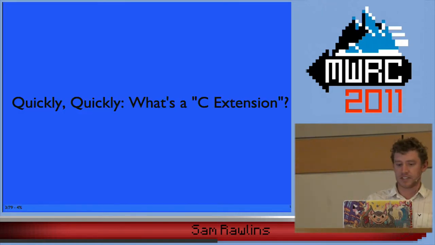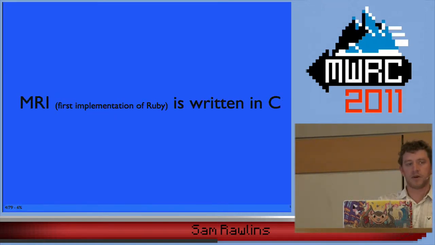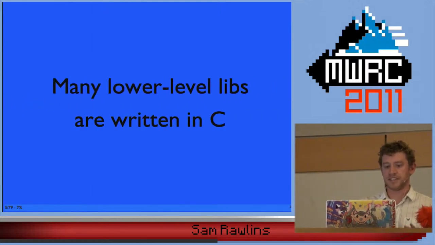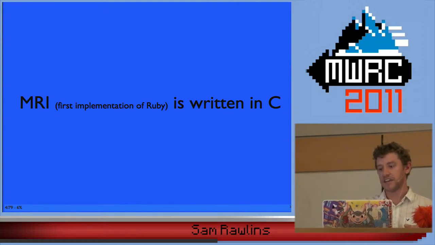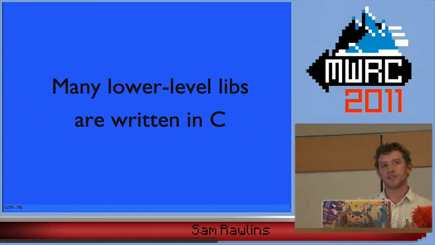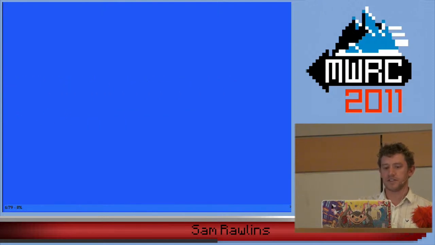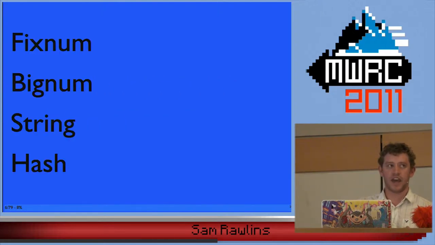So, quickly, what's a C extension? Okay, so MRI is the first C extension we know. We all know this. It's written in C. I'm sorry, it's the first implementation of Ruby, not C extension. It's written in C. So many of the lower-level libraries are written in C. These include fixnum, bignum, string, hash, etc.